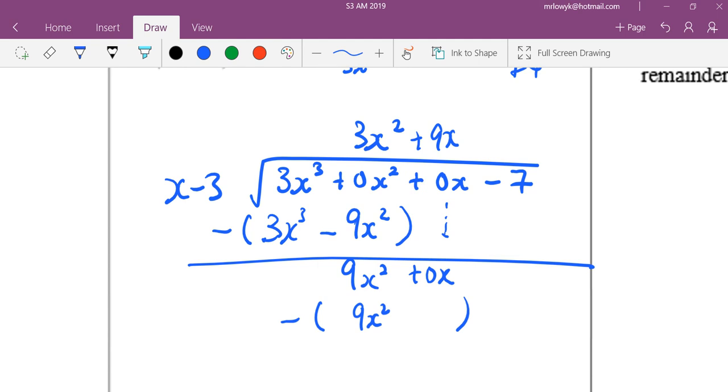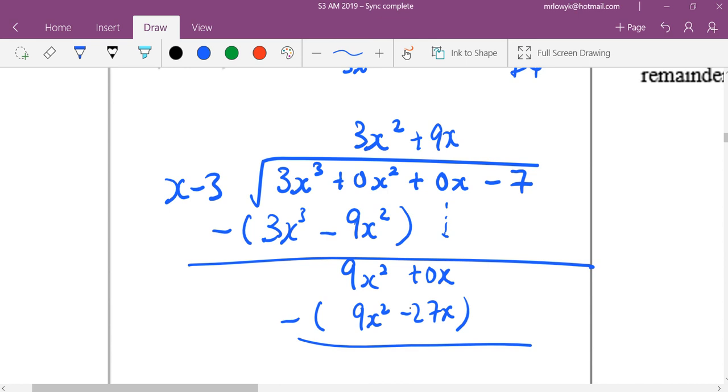So same thing, 9x squared, right? I will need to produce 9x squared first. Then the minus will come outside. Mingyuan, can you help me with this? 9x times x will give you 9x squared. 9x times minus 3, minus 27.